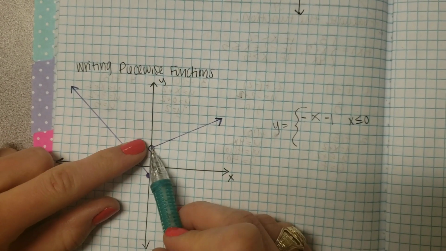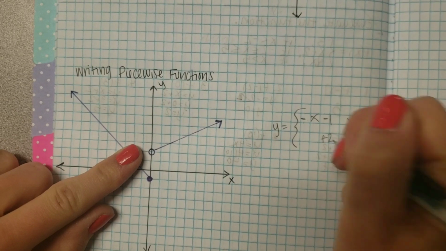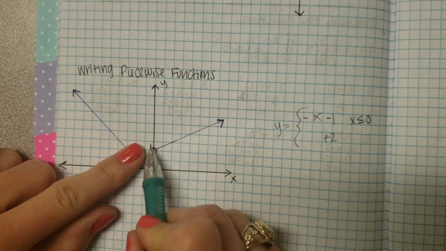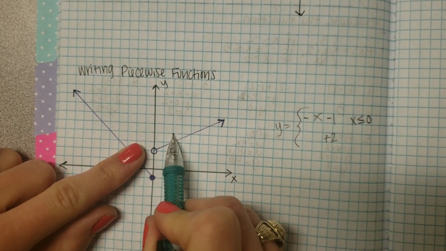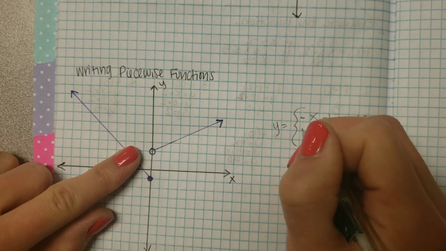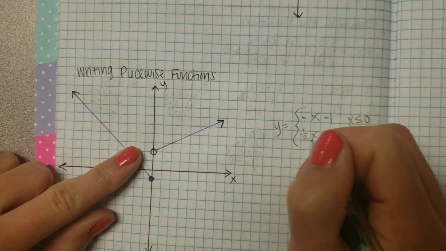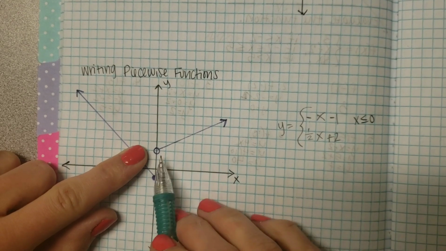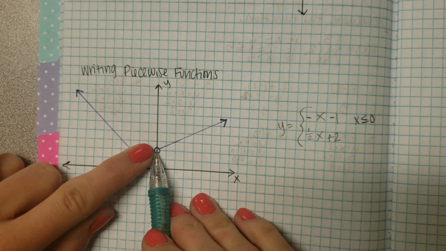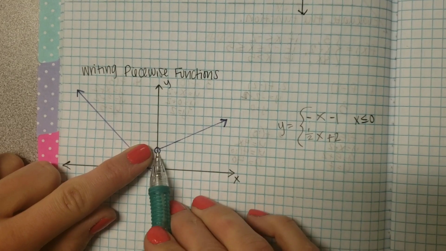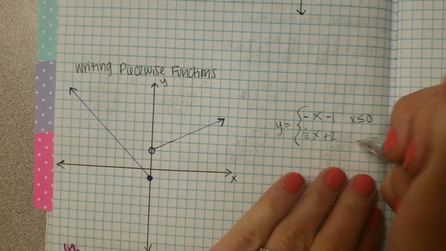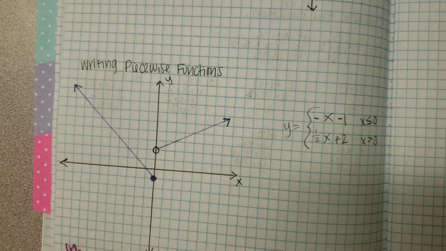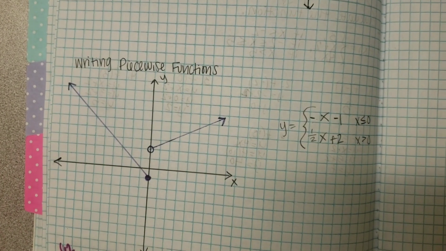Now let's do this line. It starts off at +2. So there's my y-intercept, +2. And my slope is up 1 over 2. So there's my equation, y equals 1/2 x plus 2. And it is only when x is greater than 0, not equal to, because it's an open dot, just greater. And we're done.